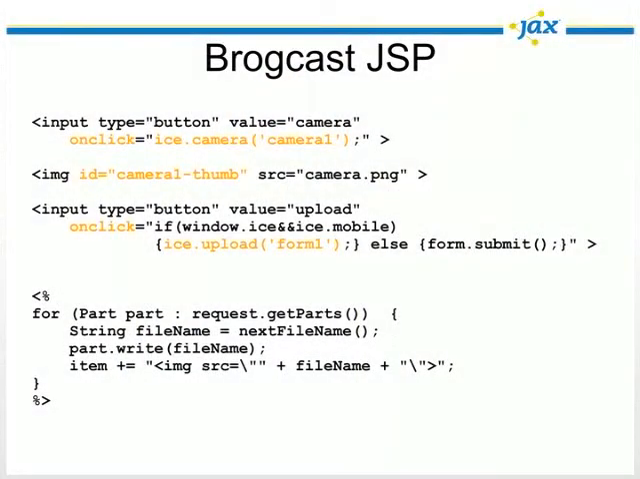And then, as part of the admin GSP, we look through the parts. This is using Servlet 3.0. We look through the multi-part upload, find the file that we want, and then add in an image into that blog post, an image tag with the file name. So Servlet 3.0 makes it really easy to do this file upload and automatic output. And that's all there is to it.